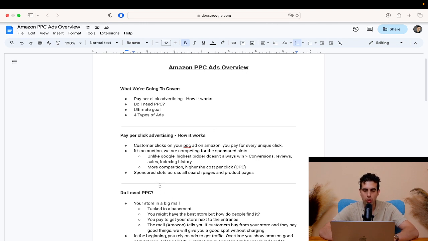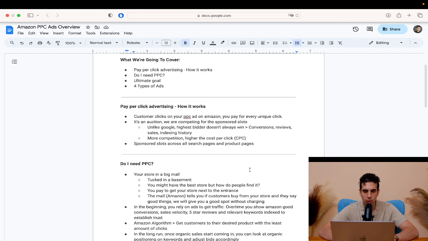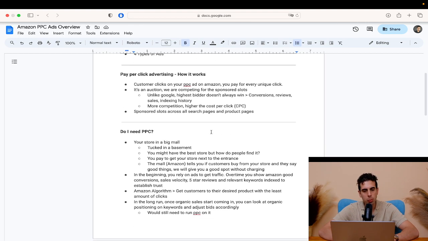Sponsored slots usually show up on search pages, and they also show up on product detail pages. Okay. Now, do we need PPC? The way I like to explain this, just to give you an analogy, is to think of Amazon as a big mall.